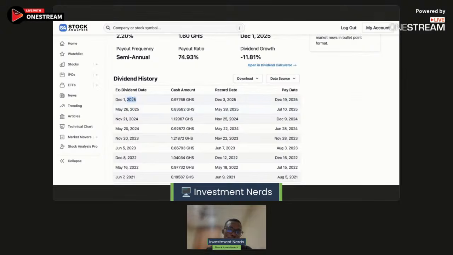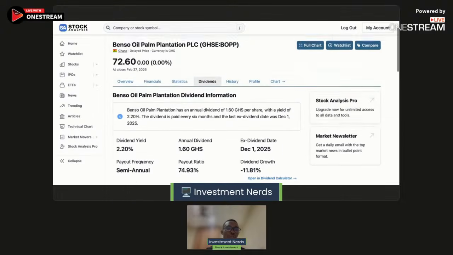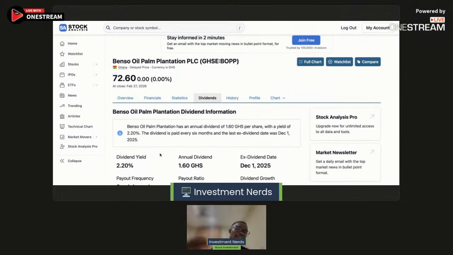In 2025 there are two entries, which means that they pay dividend twice in 2025. Are you getting it? If you want to ask me how often does a company pay dividend, look at this. They pay two times in 2025, two times in 2024, two times in 2023, and two times in 2022. It means that BOPP is known for paying dividend twice a year.